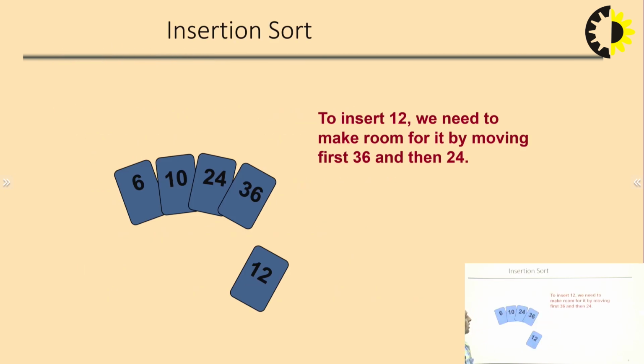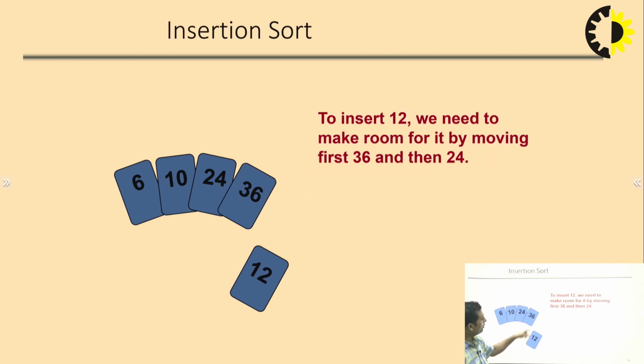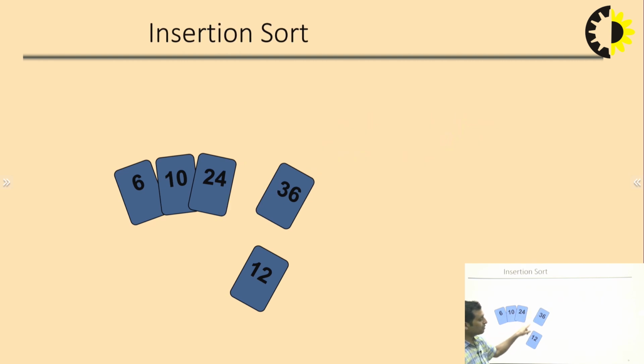Now let us see this with the figure. Insertion sort. Let us say in our left hand we keep the cards 6, 10, 24, 36. The left hand cards are in sorted order. On the table, we pick the 12 and arrange it among the sorted hand cards. First we compare this 12 with the 36 from the right side. 36 is greater than 12, so make space for this 12.